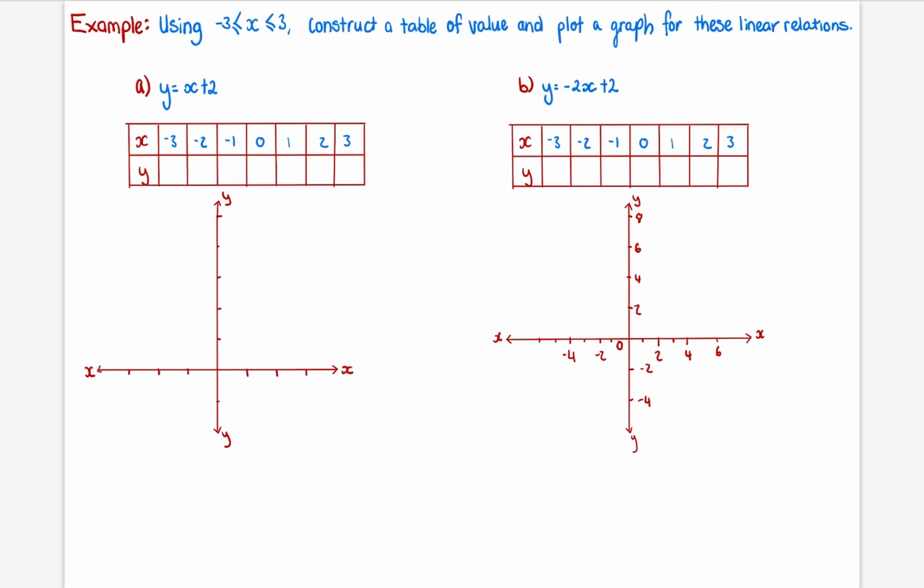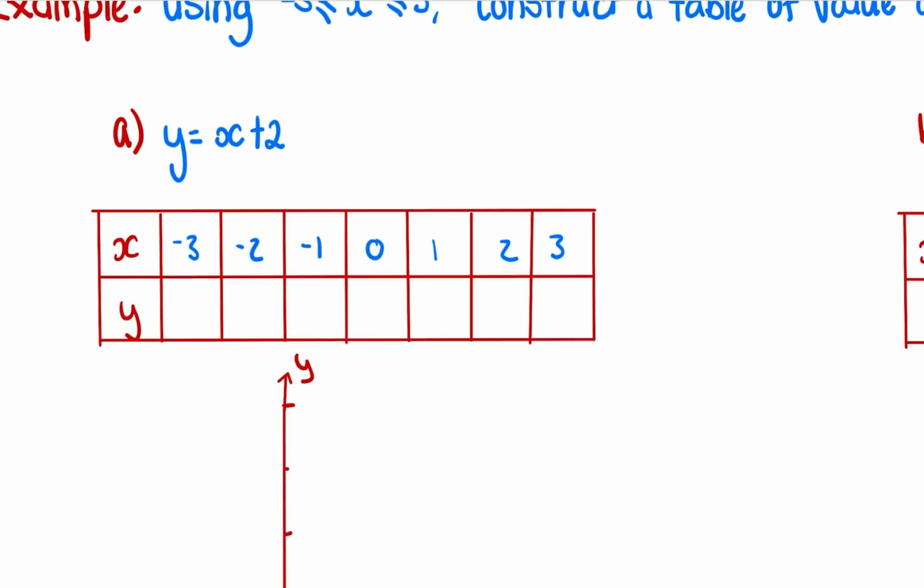So we have a look at our first one here. We've got y equals x plus 2. So with all the x values up the top, wherever there's an x, we just replace x. So for example, here I've got my y equals, and so instead of x, I'm going to put -3 plus 2, which is going to give me -1. I'm going to put that down there, and I'm going to do this for a few of them and see if I can get a pattern.